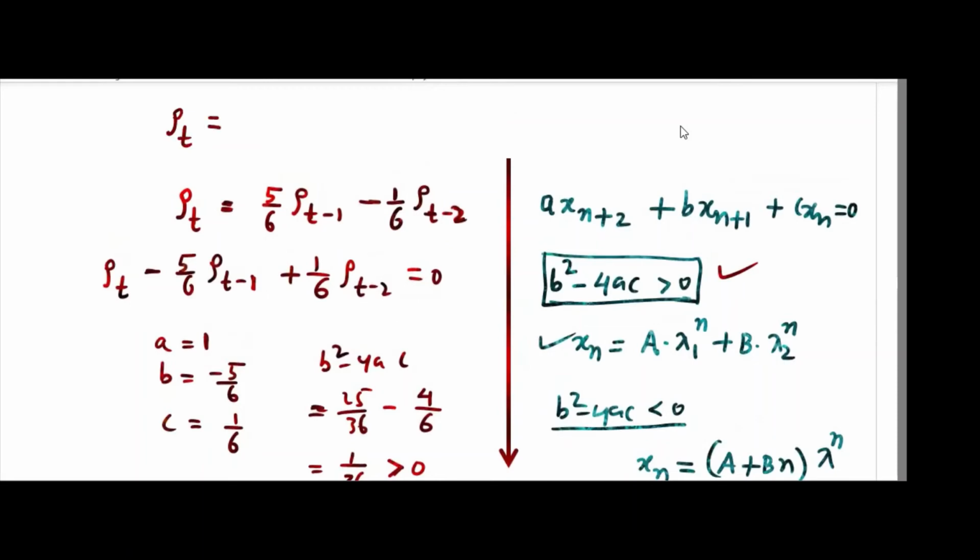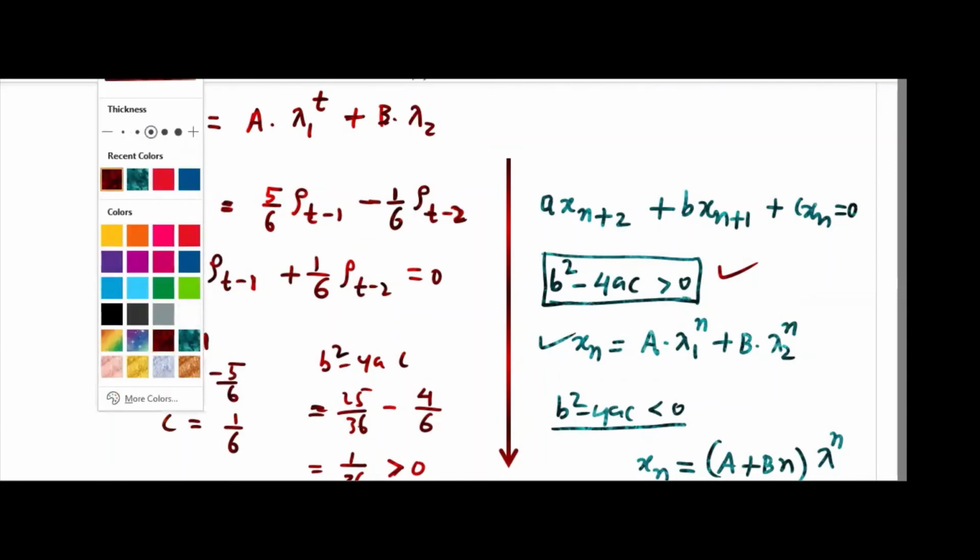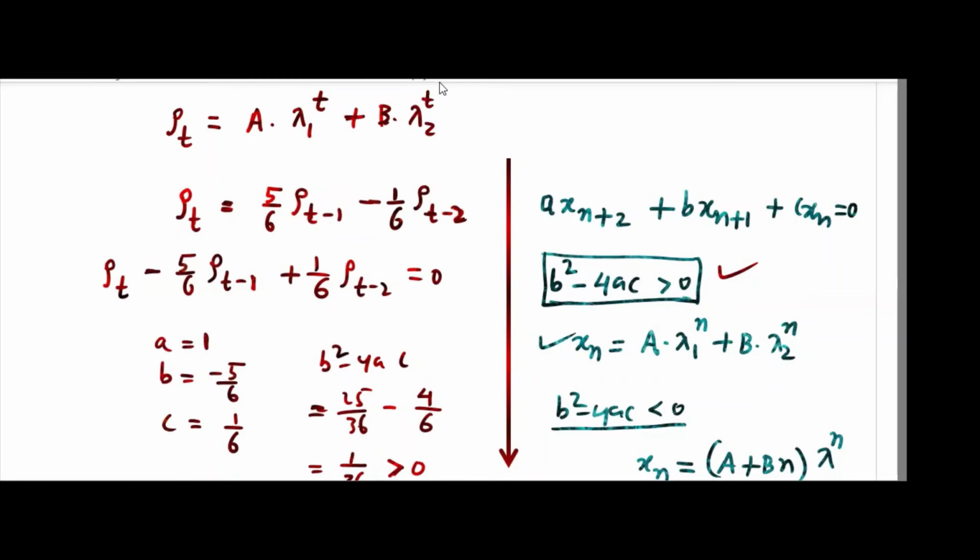The solution for this will be, you write here rho t, that is equal to A, a constant we have to find, we'll do that anyway, lambda 1 power t, and then B lambda 2 power t. And here what are lambda 1 and lambda 2? Here lambda 1 and lambda 2 are the roots.